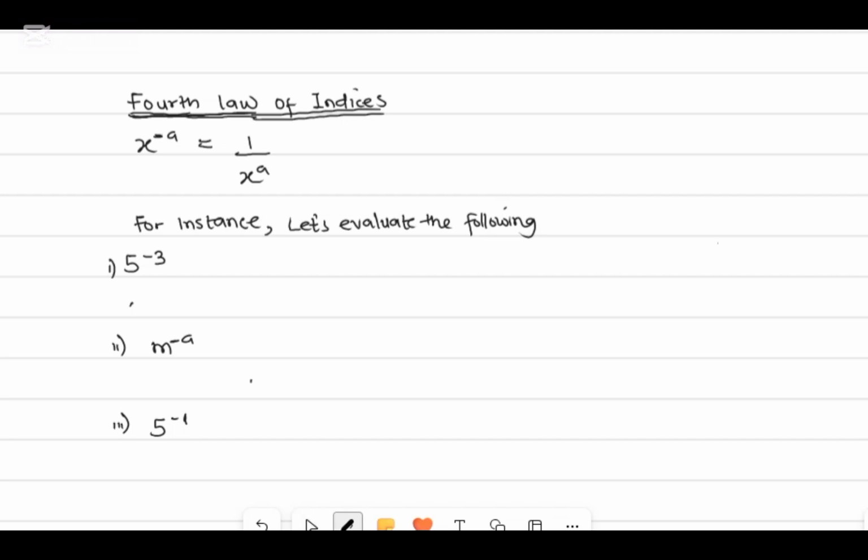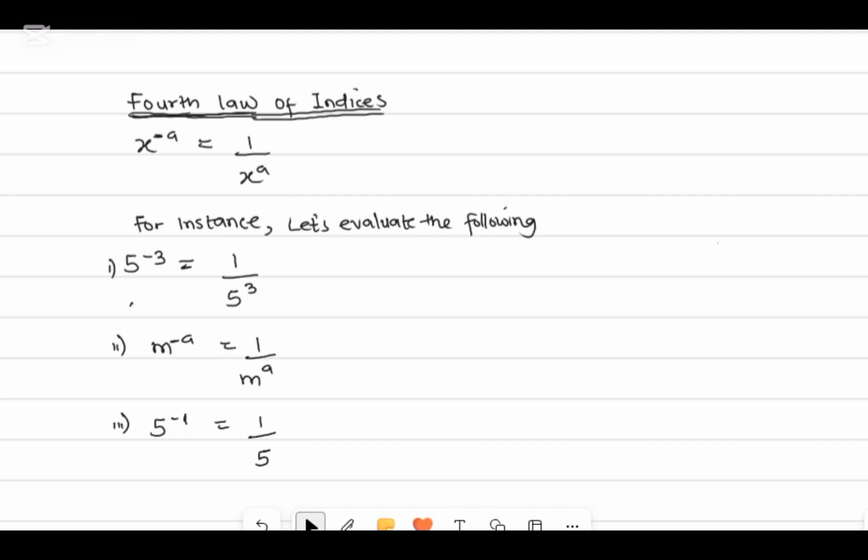For instance, let's evaluate the following. 5 raised to power minus 3 can be written as 1 over 5 raised to power 3. And mind you, m raised to power minus a can be written as 1 over m raised to power a. And 5 raised to power minus 1 can be written as 1 over 5 raised to power 1, which is actually 1 over 5, because anything raised to power 1 is itself.